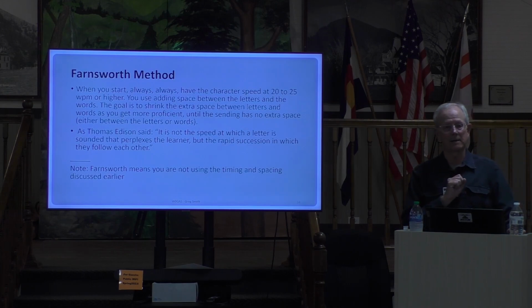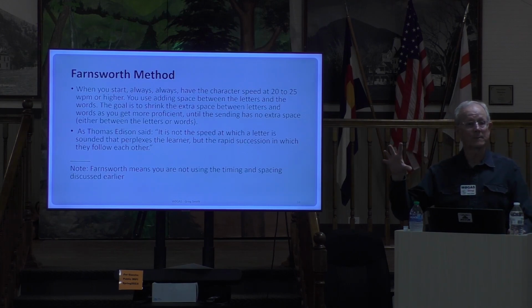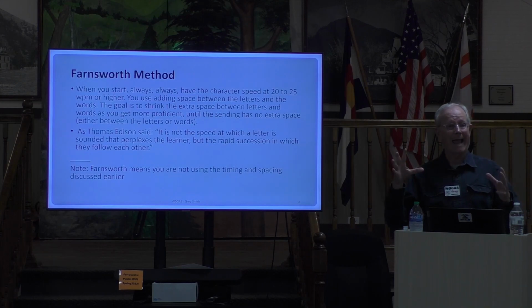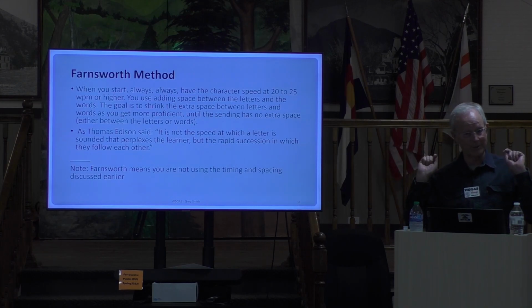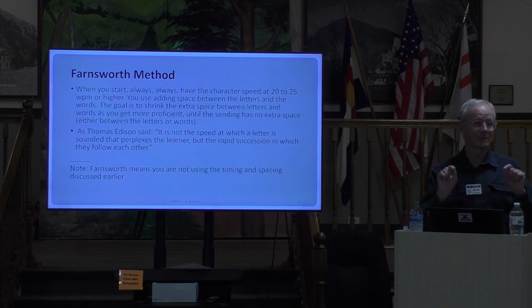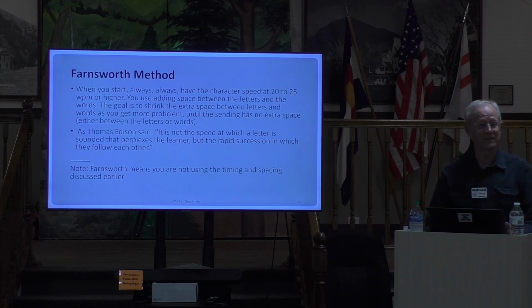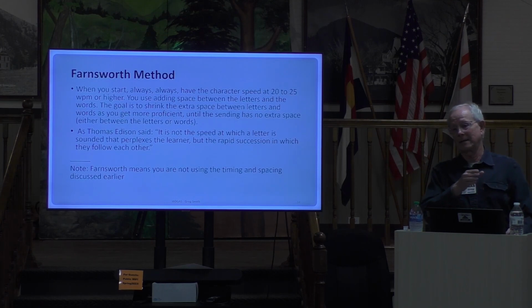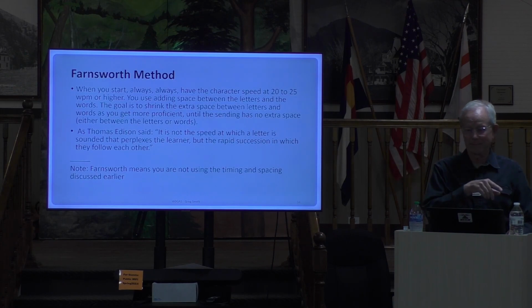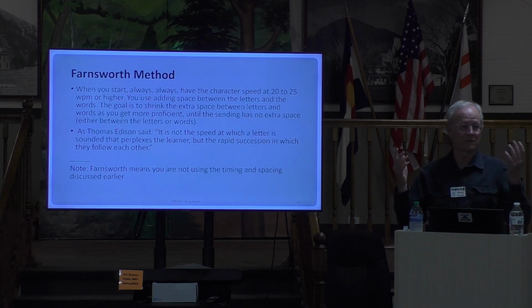Farnsworth method, I kind of already talked about. That's where the character speed is fast, but there's a gap so that your mind can pull out of your subconscious, oh, that was the letter A and that was the letter N, and the word is "and." One of my favorite quotes from Thomas Edison was, "It's not the speed at which the letters sound that perplexes the learner, it's the rapid succession in which they follow each other." Because what will happen is the letters will be coming across, and you might catch that first one, maybe you catch the second one, but if you're a little bit slow, you've missed the third and fourth one, and pretty soon you're so far behind you just want to throw your hands in.